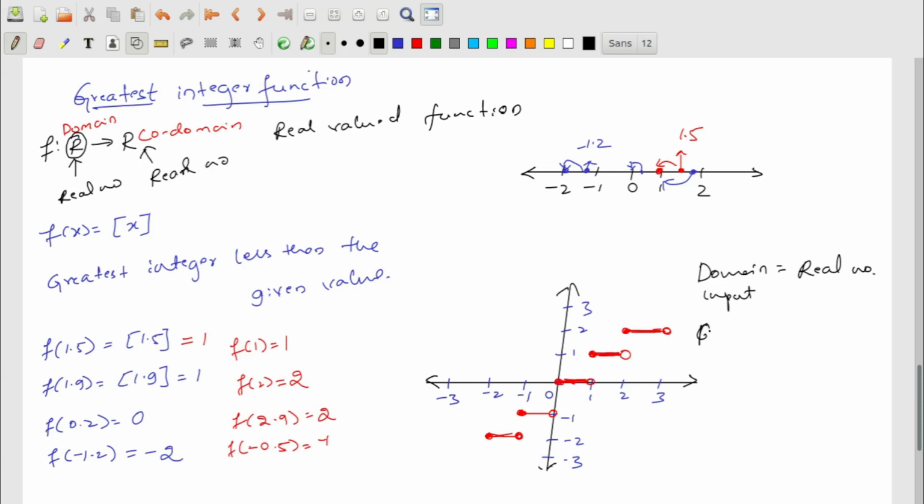Then what is the range? Range is the possible outputs. If you can see, the output of the function is always some integer. You don't get 2.1 or 2.2 as an output. It is always an integer, either positive or negative. So the range of the function is Z, the set of integers. So this is our greatest integer function.